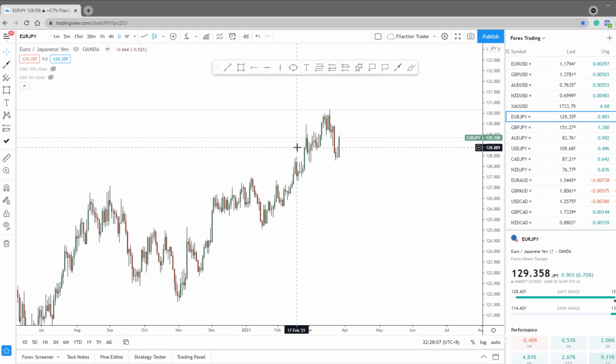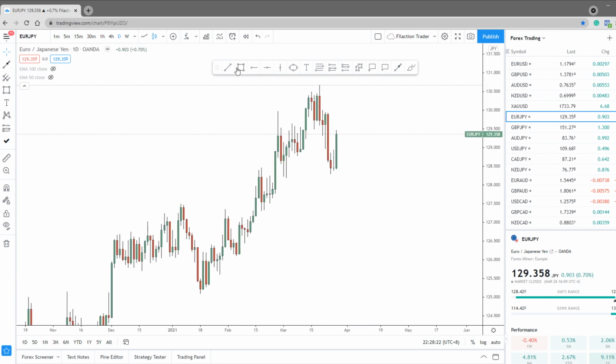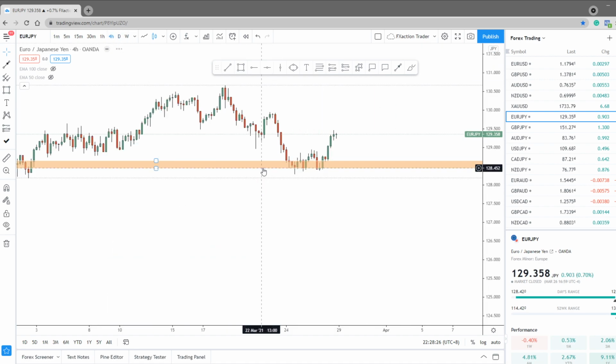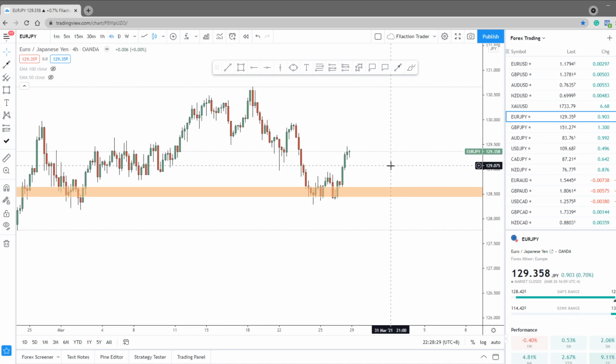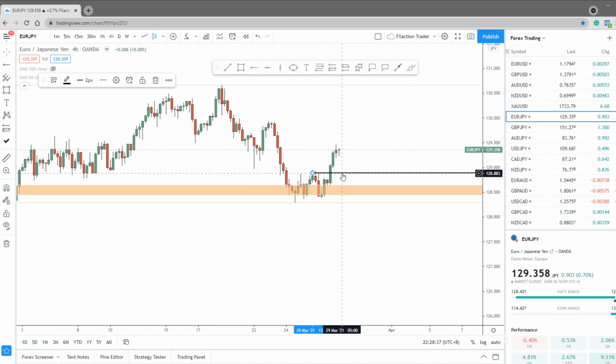On the Euro Yen daily chart, the market has shown us a very nice trend continuation signal, where the market broke the previous high, created a new high, and did a pullback. We can see a wonderful rejection at this previous higher low area. On H4, you can see the market formed a double bottom and continued to push higher, breaking the previous high, and a new high was formed.